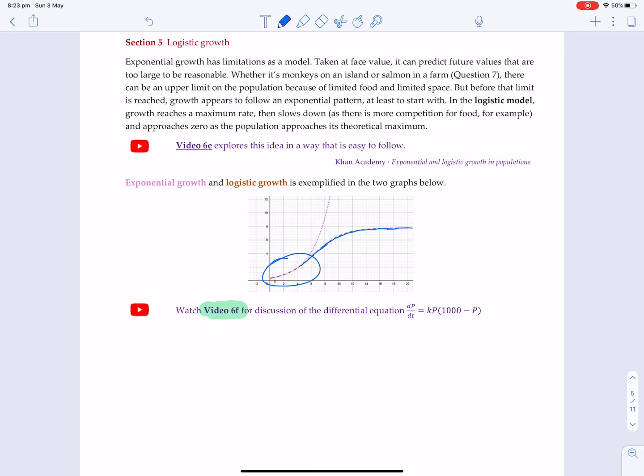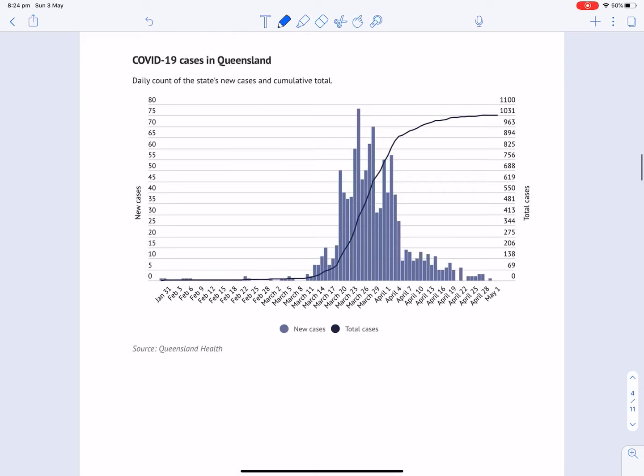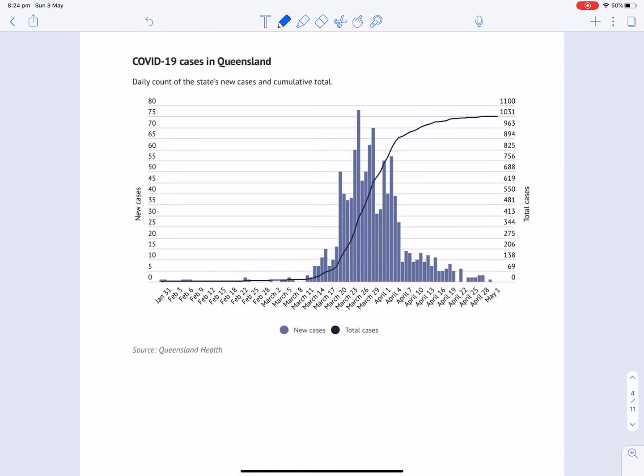So I'd like to actually go back and show a picture that I got from the paper today. There's a source here, Queensland Health. It's the COVID cases in Queensland, and I only picked it because of the shape of the graph. Back around this time of the year, we were worried that COVID-19 was undergoing exponential growth in our country or our state or whatever.